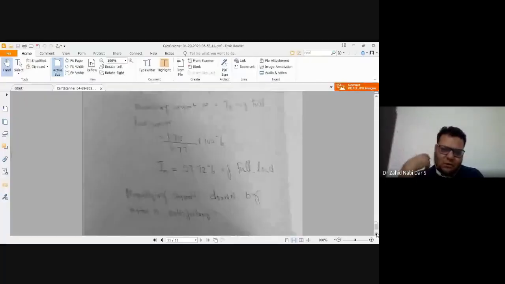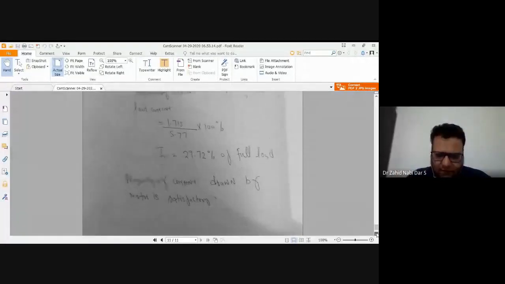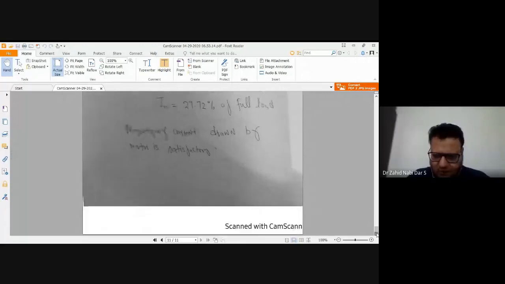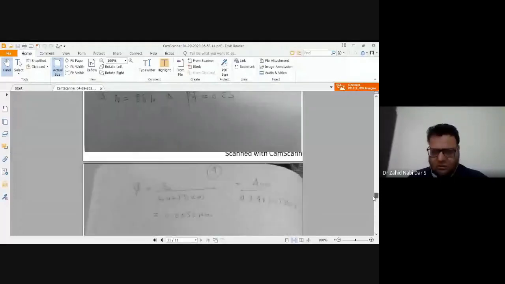For example, if this magnetizing current were 50% or 60% of the full load current, is it satisfactory? No, it should always be less than 30% or around that figure for the satisfactory operation of the machine. So now again we will revise a little bit, and again we'll go to the problem.